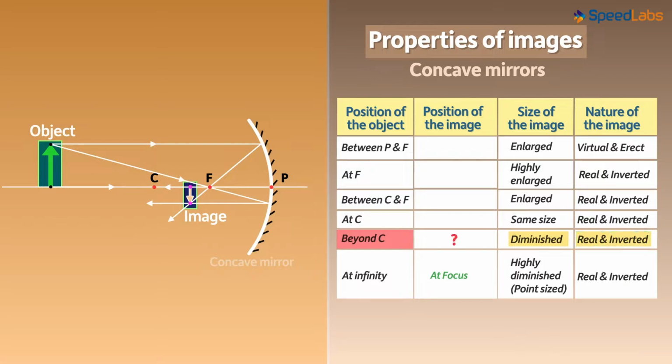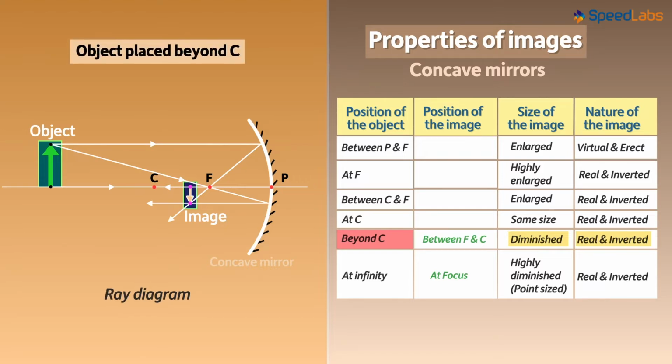So where is the image positioned? Yes, it's somewhere between F and C. We note that down in our table. So this is a ray diagram for the image when the object is placed beyond C. We will continue to learn more in our next video.